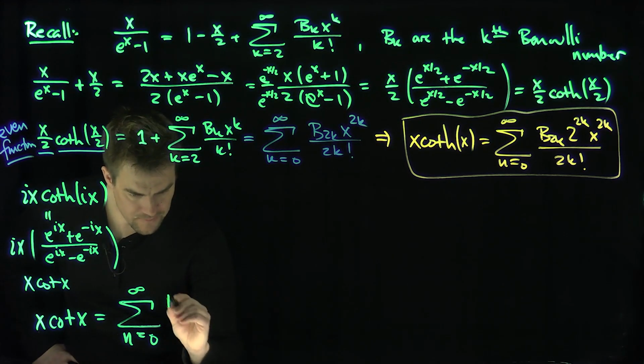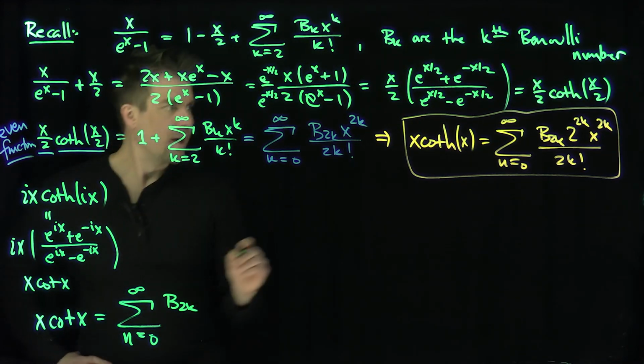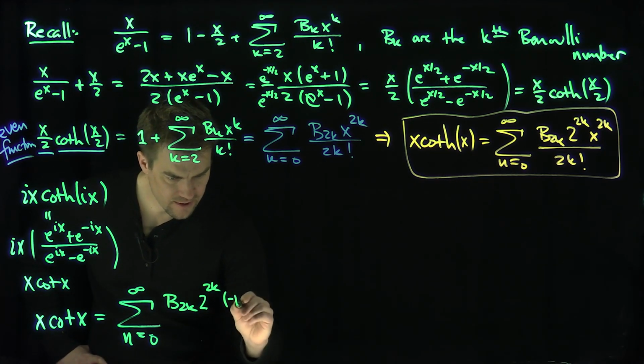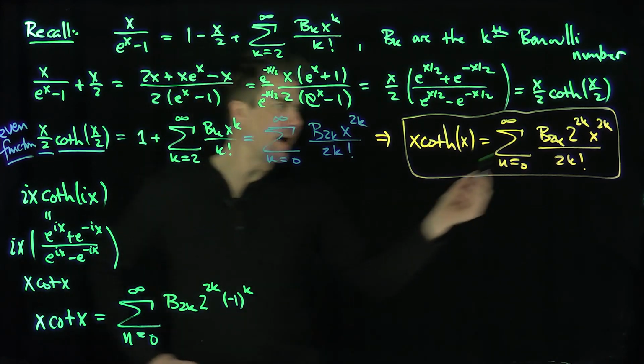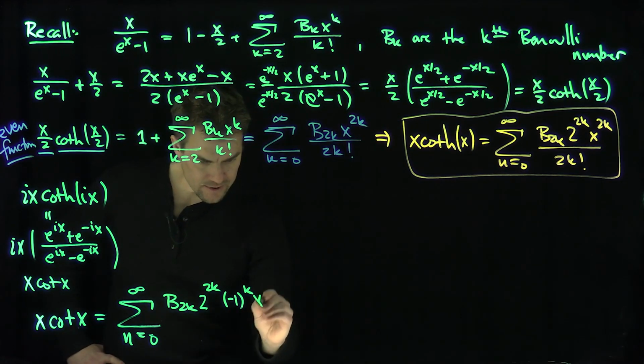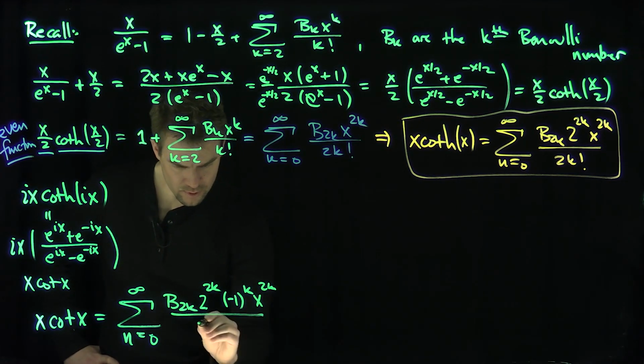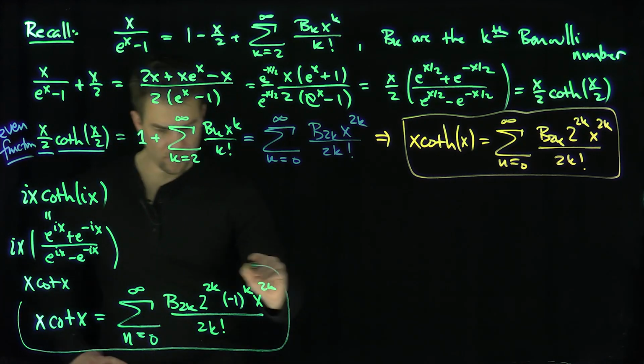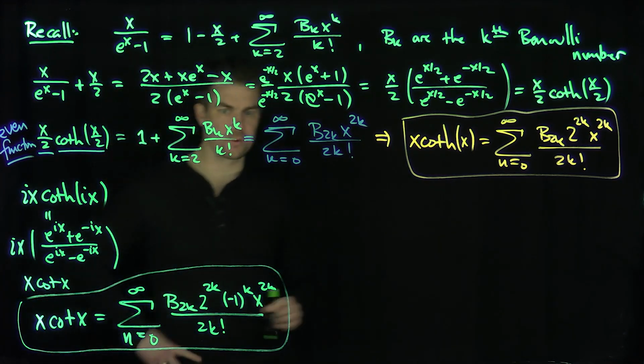It's going to be B_{2k}, then 2 to the 2k, then a negative 1 to the k, because i to the 2k is negative 1 to the k, x to the 2k over (2k) factorial, right? Beautiful. So we get this Taylor expansion for x cotangent of x.